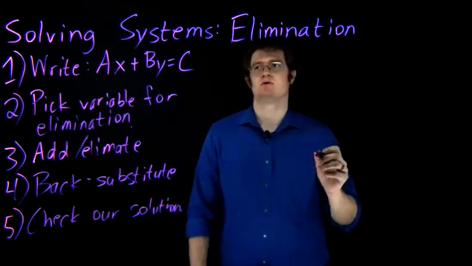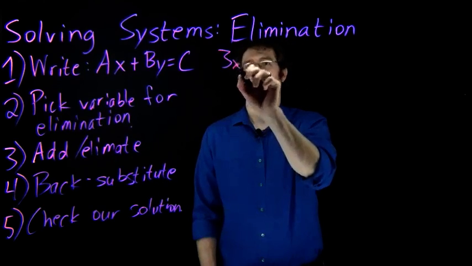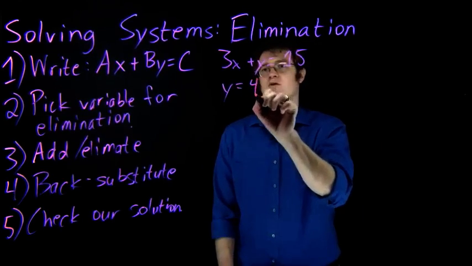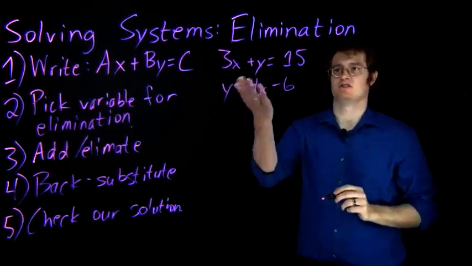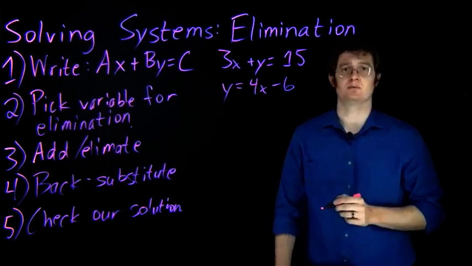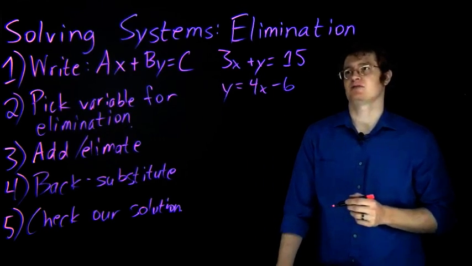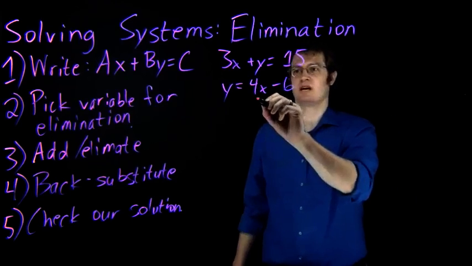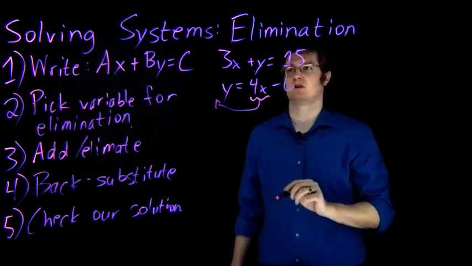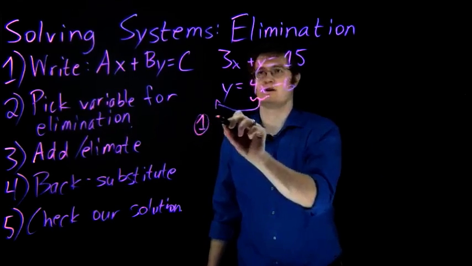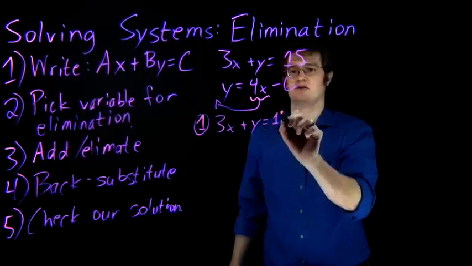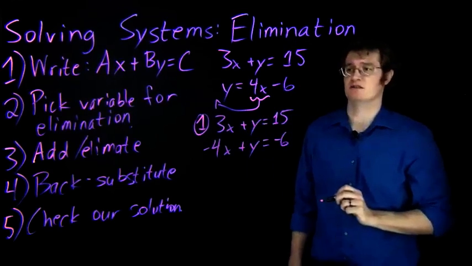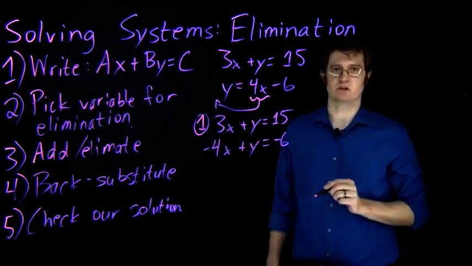So, as an example, let's consider the system of equations 3x plus y equals 15 and y equals 4x minus 6. So it's a system of equations. It has two equations, two variables, x and y. And specifically, we're going to start by writing in the form ax plus by equals c. So to do that, I'm going to subtract the 4x over, so that if this is step 1, I'll have 3x plus y equals 15 and negative 4x plus y equals negative 6. So standard form for each of these equations.